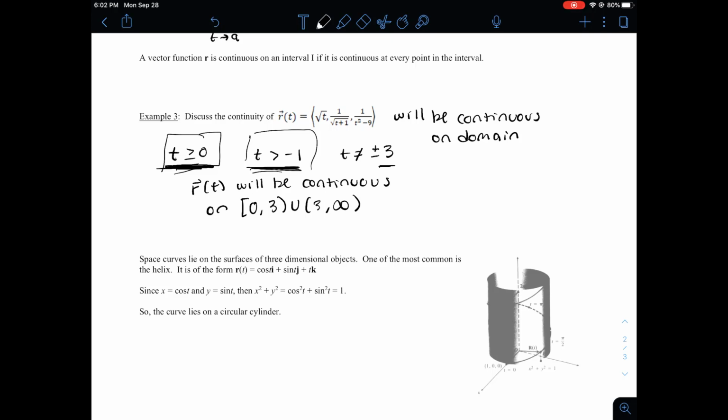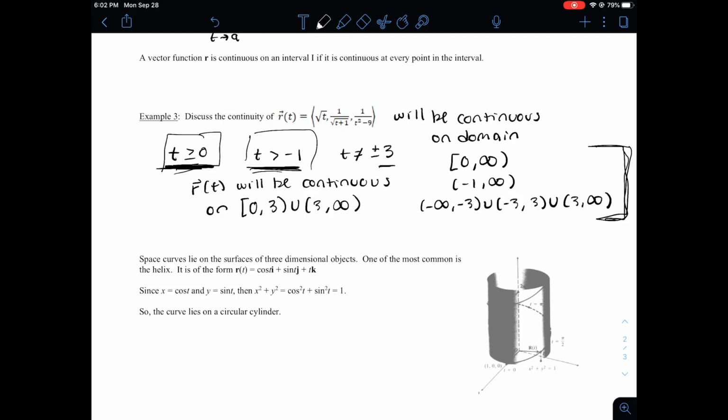And if you really wanted to write it out as a bunch of intervals and then see where those intervals overlapped, the first interval you would write would be from 0 to infinity. The next interval for the y component would have been from -1 to infinity. And for the last one, you would have had to write -infinity to -3, union -3 to 3, union 3 to infinity. So we're looking for where all three of these things have common ground. Where do they all exist?